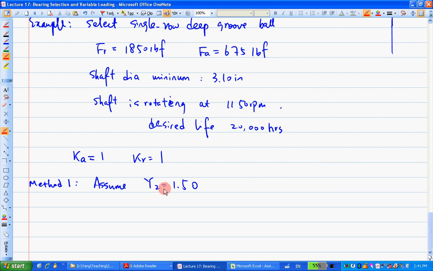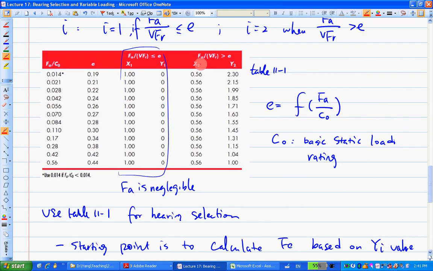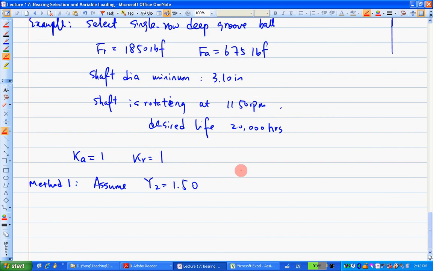Now, you also can do this. For this step here, calculate this F. Okay, calculate this one here. Look at this table. You look at this one. Calculate this FA over VFR. Okay? So, you do this. Calculate this FA over VFR, and V is 1 in this case, FA is this number, FR is that 1843, so that's approximately 0.36, okay, 0.36.